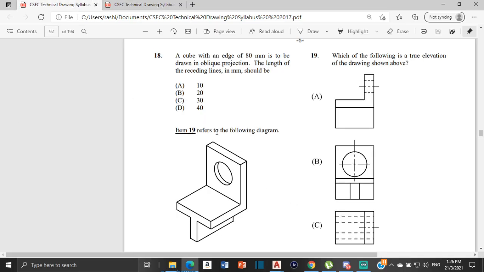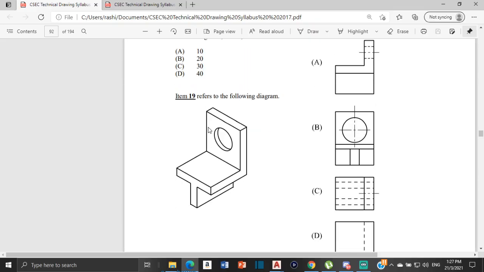The reason is this. In oblique projection, we have cabinet oblique projection and cavalier oblique projection. In cavalier oblique projection, you draw the receding lines as is. So if it's 80, you draw it as 80. But in cabinet oblique projection, you would reduce the length of the receding line by half. If you have a line that should be 80 and you're drawing it in cabinet oblique projection, you would draw it 40. So that's why the answer is D, 40.